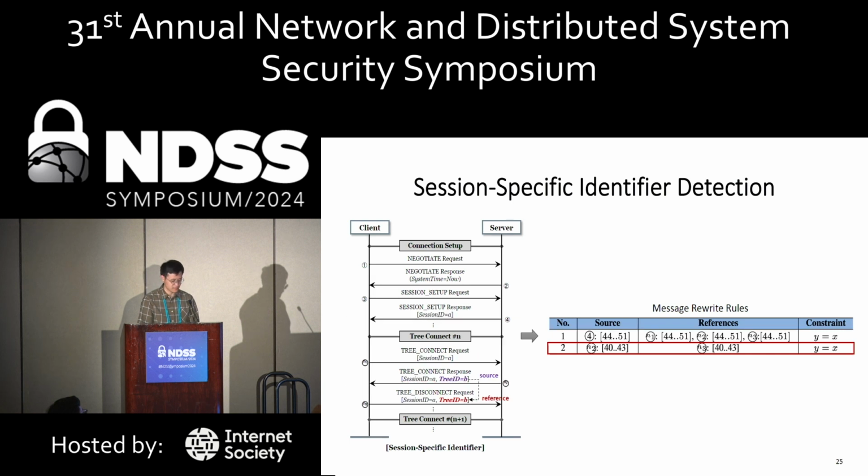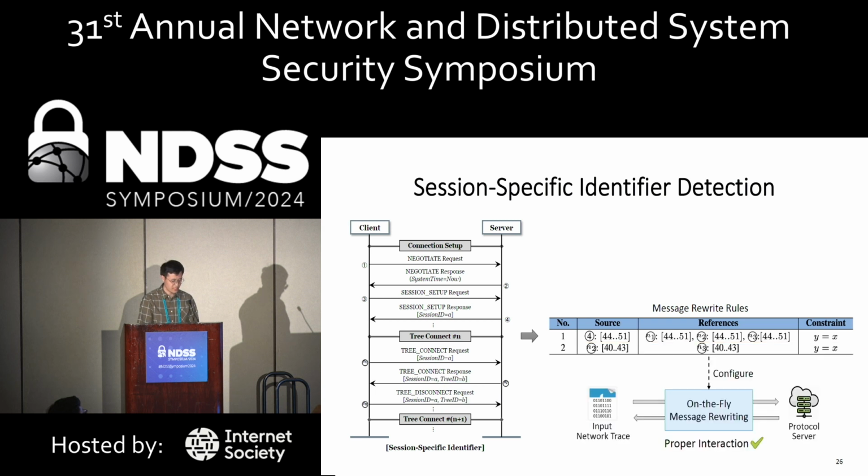And this is for the tree ID field. Based on the derived rules, DynPRE established an on-the-fly message rewriting mechanism. It's used to dynamically recognize and extract the identifiers from server responses, and then adaptively update the corresponding value in the request during the interaction.